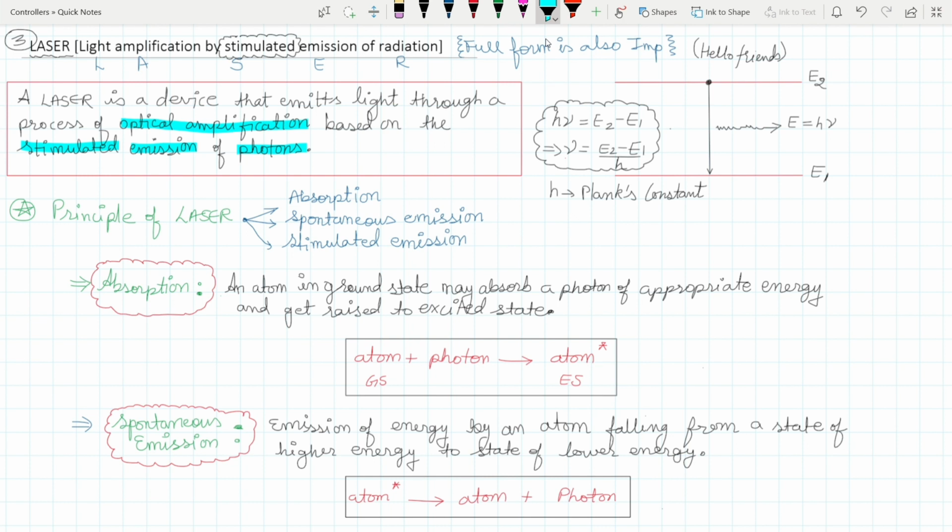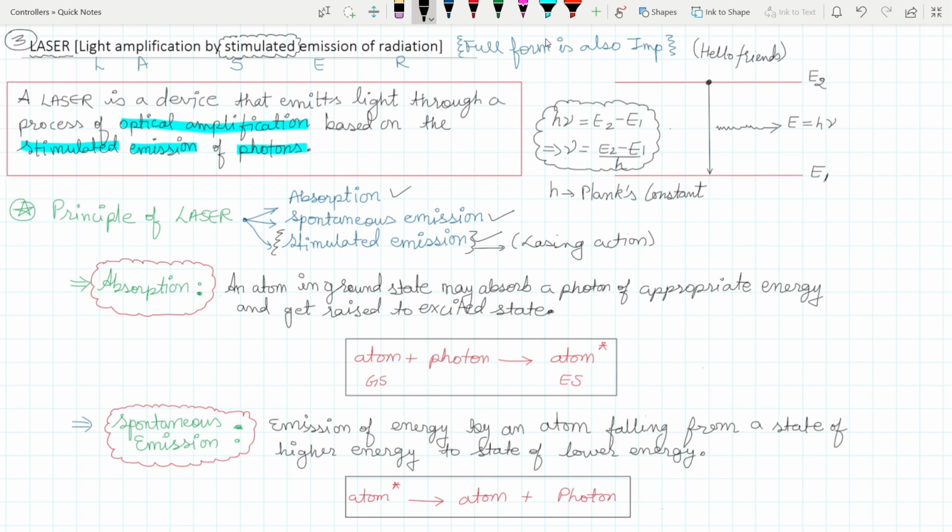Next I talk about the principle of laser. The first one is absorption of energy. The next step is spontaneous emission, and the last one is stimulated emission. As we all know, the stimulated emission is responsible for the lasing action. In the upcoming duration of this video, you are going to see what stimulated emission is and get a clear conceptual understanding of all these three processes.